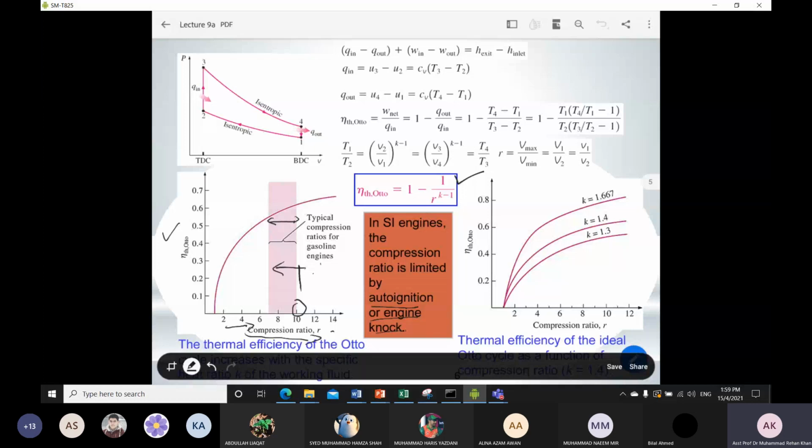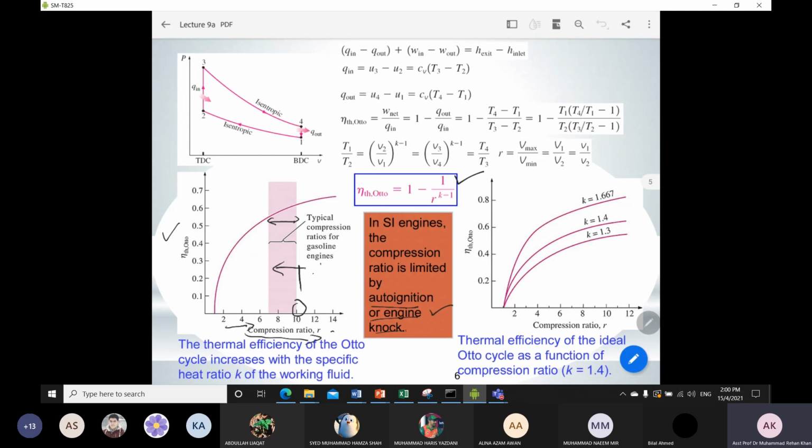The third method is to increase the octane number of your fuel. We will see that whenever we use a high octane fuel, the engine becomes more efficient, basically because there is less engine knocking for high octane fuels. So this is the term engine knocking.